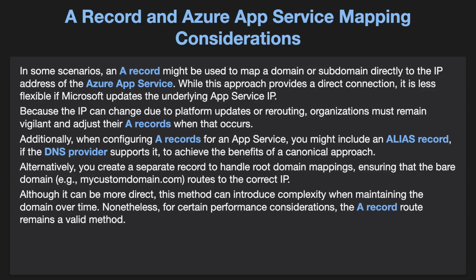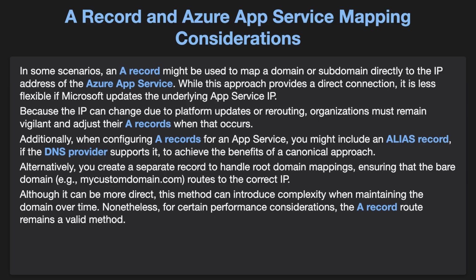In some scenarios, an A record might be used to map a domain or subdomain directly to the IP address of the Azure App Service. While this approach provides a direct connection, it is less flexible if Microsoft updates the underlying app service IP.